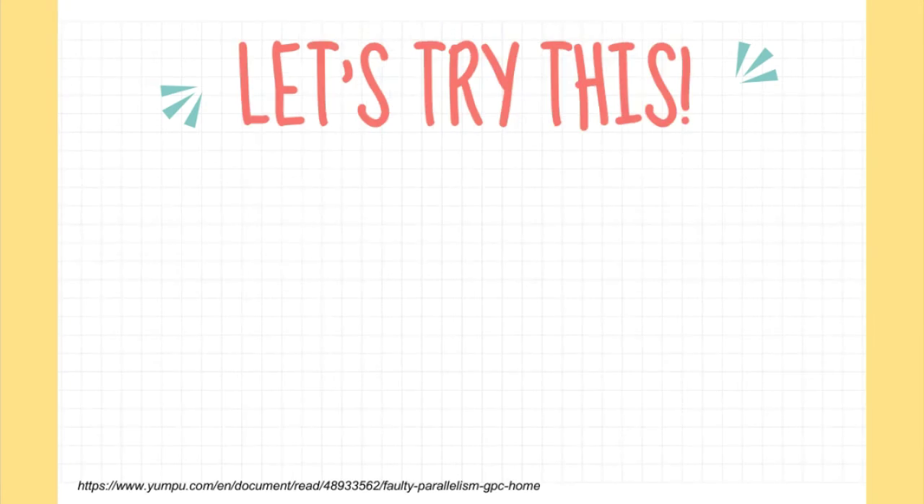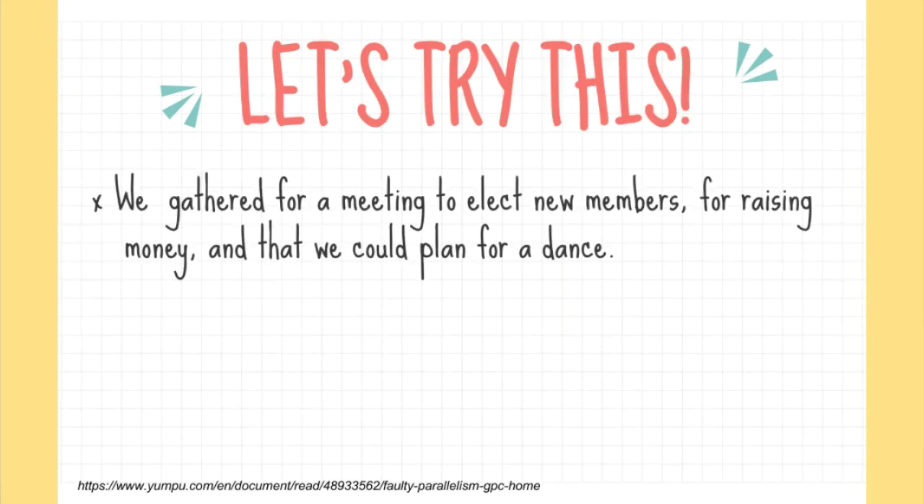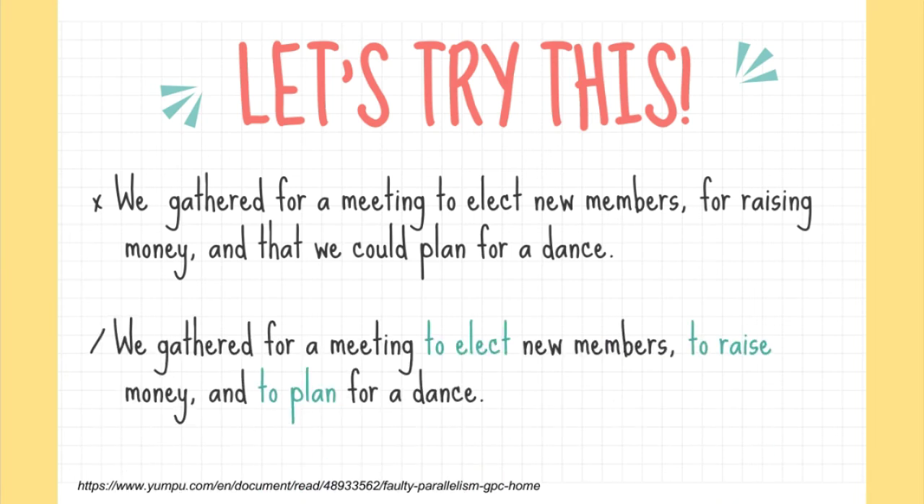Let's try this. We gathered for a meeting to elect new members, for raising money, and that we could plan for a dance. So how are we going to make the items parallel? To make it parallel, use the same infinitive phrases. We gathered for a meeting to elect new members, to raise money, and to plan for a dance. Remember, whenever you list a series of things or actions or ideas, they should be similarly expressed to avoid faulty parallelism.